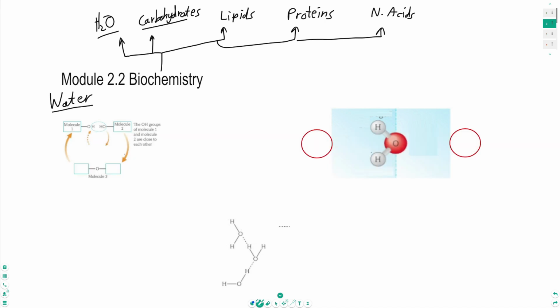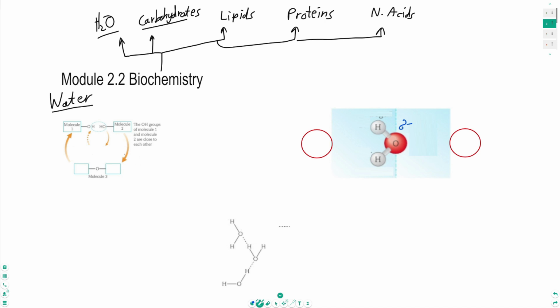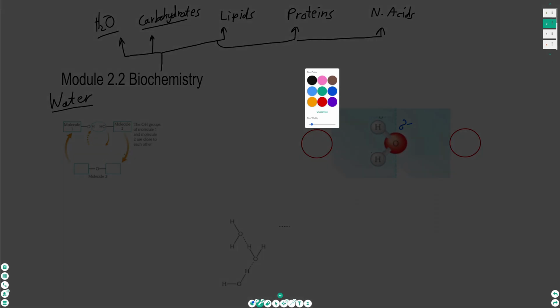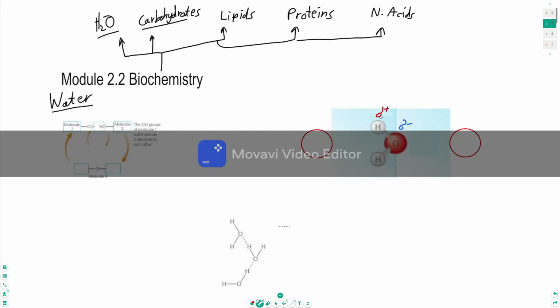So what does this do? Because it has a greater number of protons, it exerts a stronger attraction on the electrons in this covalent bond. That means that this oxygen becomes what we call delta minus. Delta meaning a very small change. As a result of that, this hydrogen here that you can see becomes delta plus, because it's losing these electrons to the oxygen.